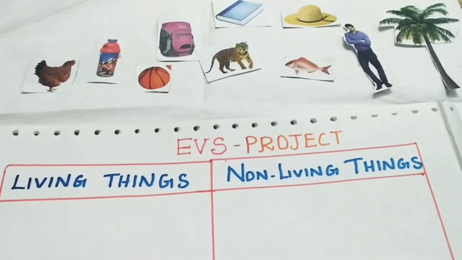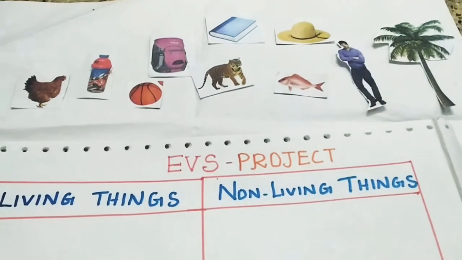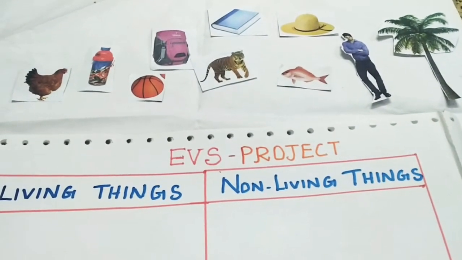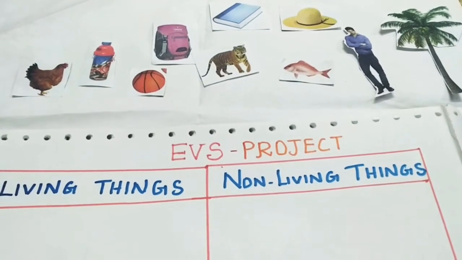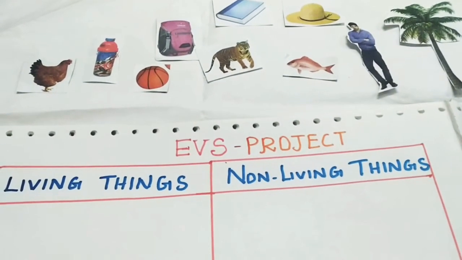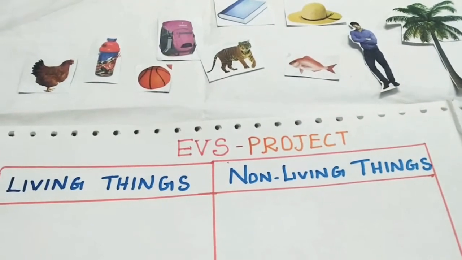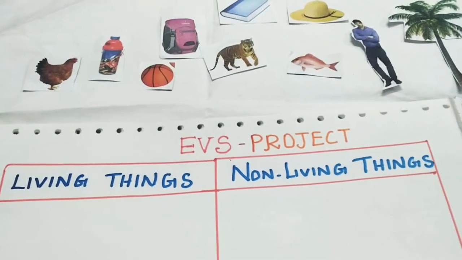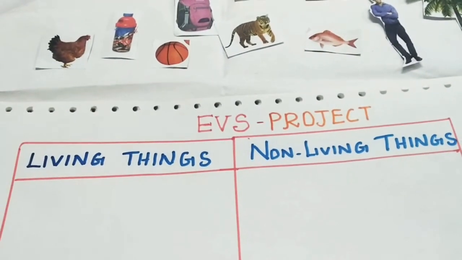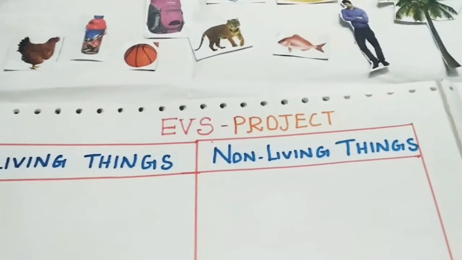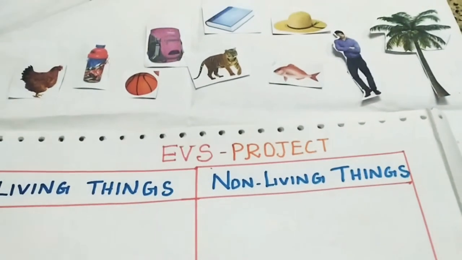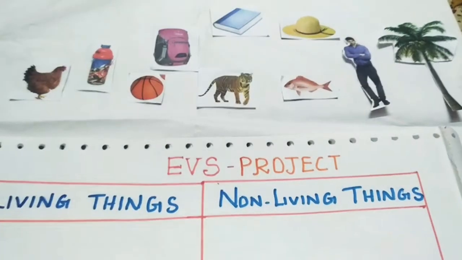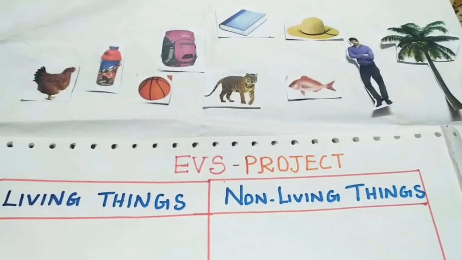Okay, so now you have a project. Here I have kept the pictures of living things as well as non-living things. So now students, you are going to find out which is a living thing and which is a non-living thing and paste it in the correct column. The first column is living things and the second is non-living things. So from that you have to take the picture and paste it in the correct column.